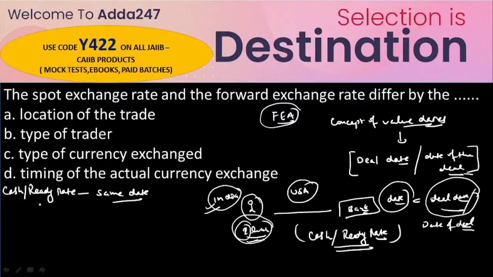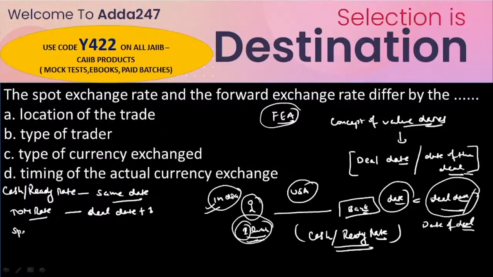So it is known as a cash or ready rate. Whenever the exchange of the currency takes place on the next working day, it is called the TOM or tomorrow rate. So that is known as the tomorrow date. You can write here: deal date plus 1 day. Whenever the exchange of the currency takes place on the next day, it is known as the TOM or tomorrow rate.